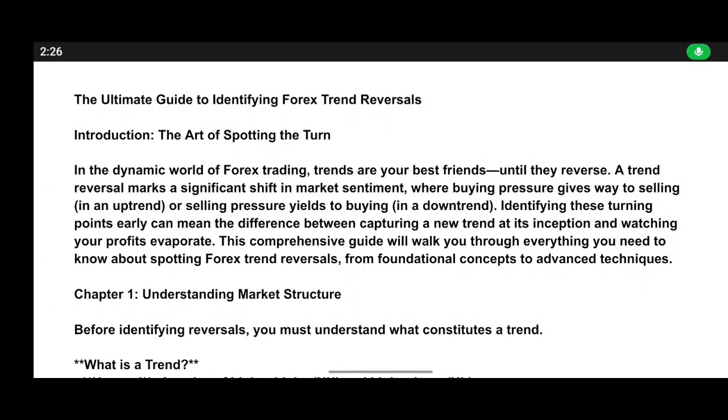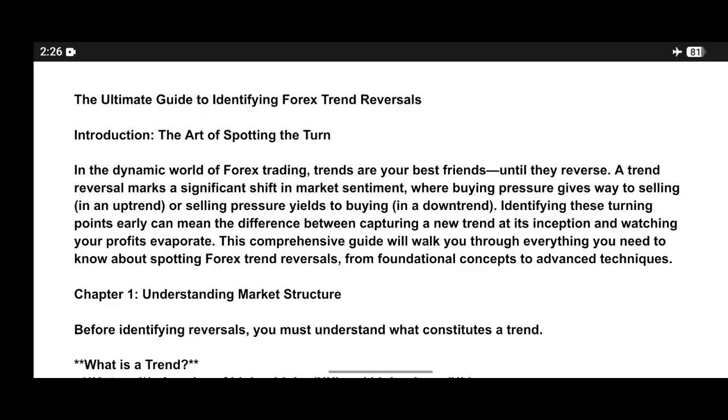Hello guys, welcome back once again to my screen. Let's continue from where we stopped. The ultimate guide to identifying forex trend reversal. This introduction is all about the art of spotting the turn in the forex market.